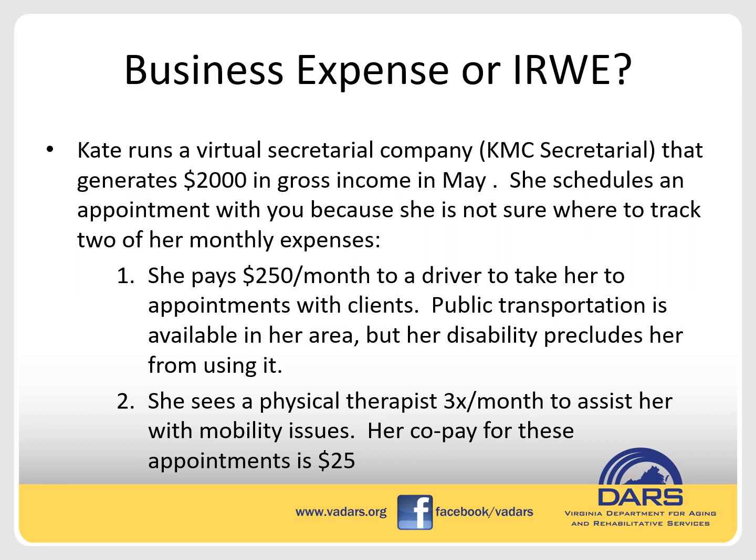She also sees a physical therapist 3 times a month to assist with her mobility issues, and her copay for these visits after insurance is $25. So she's putting out of pocket $25 every time she sees a therapist, and she goes to the therapist 3 times a month. So let's say her out-of-pocket copays are $75 a month for the physical therapy.